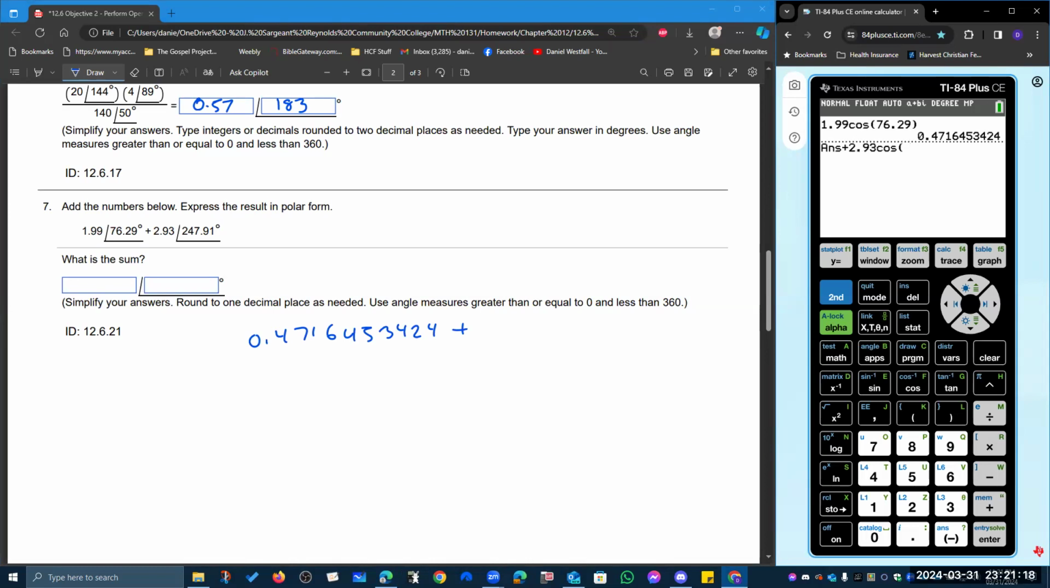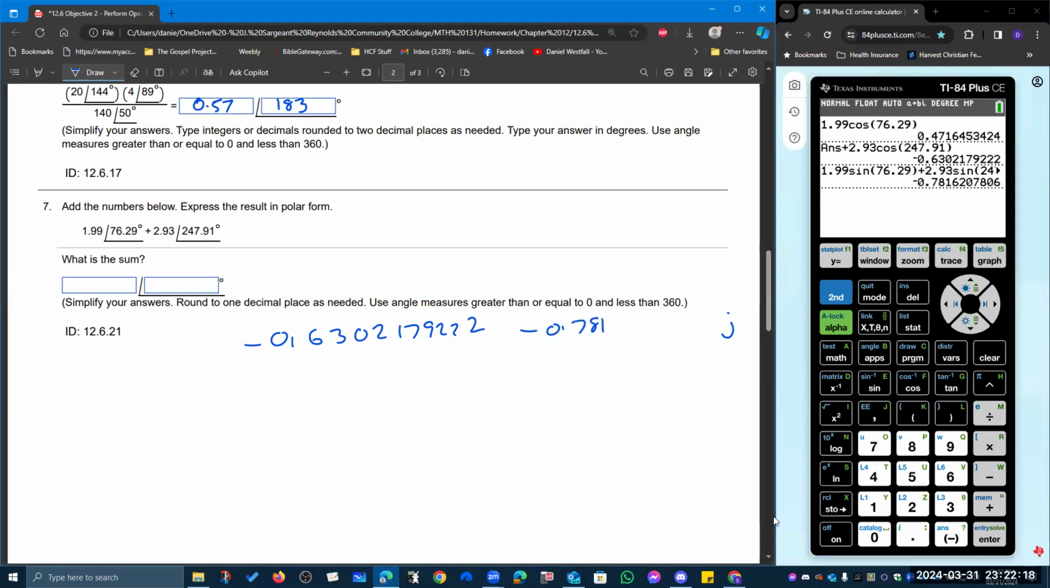Let's add that to the real part of this one, 2.93 cosine of 247.91. And we're going to get a real part of negative 0.6302179222 plus j times, all right, now we're going to have 1.99 sine of 76.29 plus 2.93 sine of 247.91, and this is going to be a negative 0.7816207806.